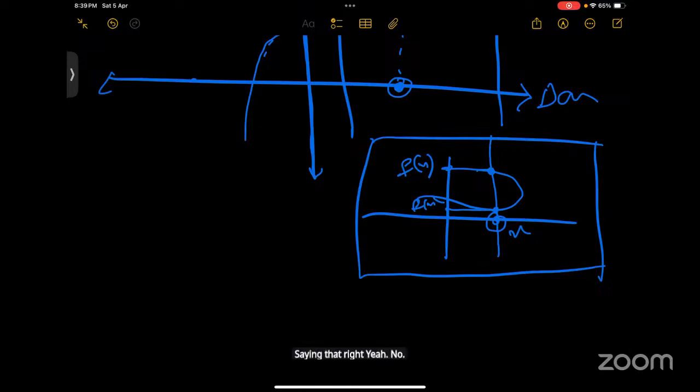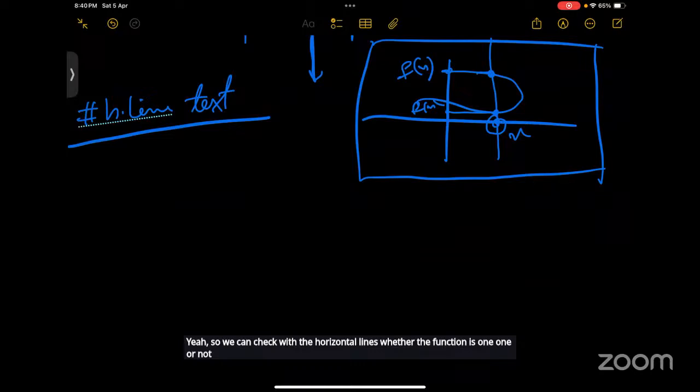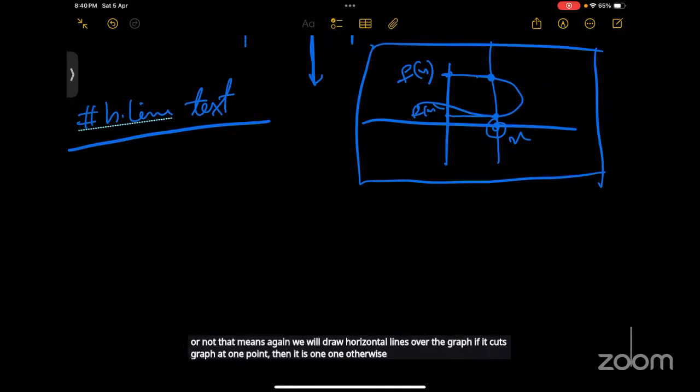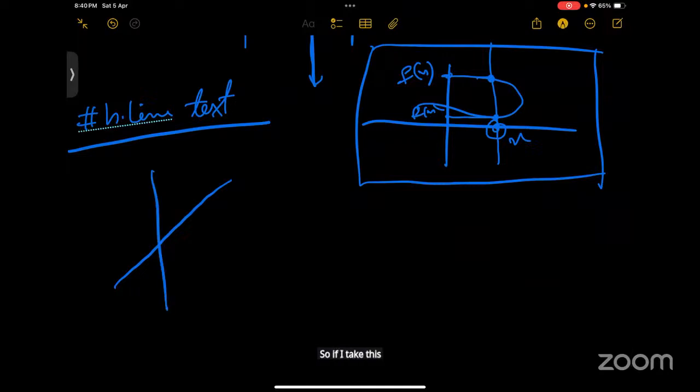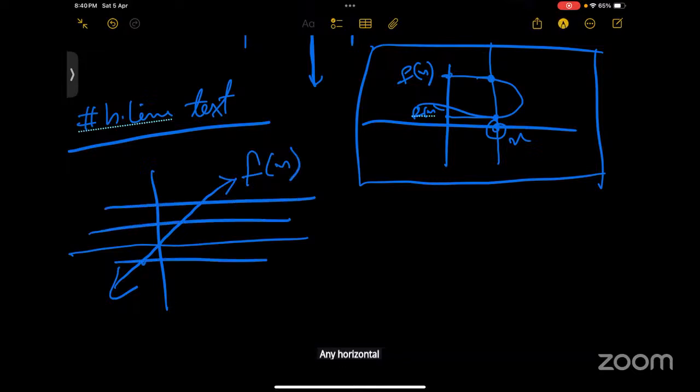Now, what was the horizontal line test? Similarly, it checks whether a function is 1-1. We can check with horizontal lines whether the function is 1-1 or not. We draw horizontal lines over the graph. If it cuts the graph at one point, then it is 1-1. Otherwise, it is not 1-1. So if I take this line, suppose this is our f, this is clearly 1-1, right? Any horizontal line will cut it at one point.